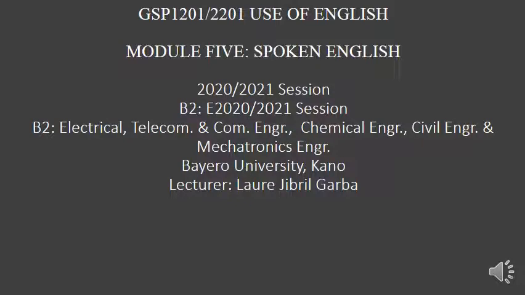That is our module 5. Module 5 is a module where we are going to discuss spoken English. As I explained to you in the previous module, we have four English language skills. We have writing, reading, listening, and then speaking. So in this module, we are going to look at the spoken aspect of the English language.